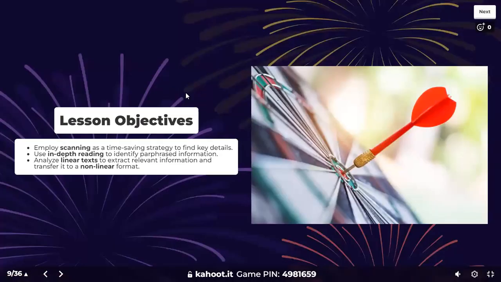Now, what are we going to do today? These are the lesson objectives. We're going to employ scanning as a time-saving strategy to find key details. I told you that it really depends on the question. This is why I advised you, before attempting any answer, to look at the question and ask yourself: is this question about the details or about the main ideas? This will determine the reading skill that you need to employ to answer the question.